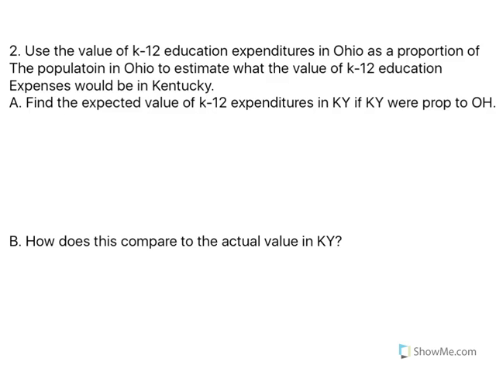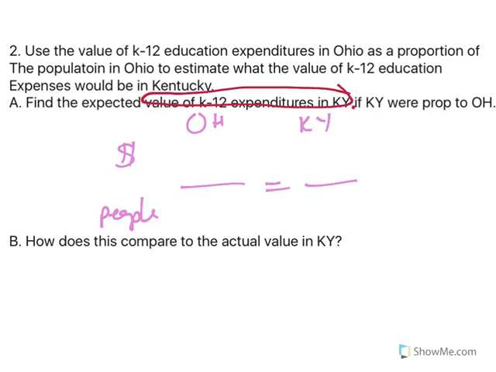Let's compare Ohio and Kentucky. Okay, so Ohio, Kentucky. Again, we're going to put money on top. We're going to put people on the bottom. But where does the X go? Let's start with that. Find the expected value in Kentucky, expected value in Kentucky, that goes here, if Kentucky were proportional to Ohio. So, how many people are in Kentucky? Well, if you go back, there are 4.4 million people in Kentucky. There are 11.6 million people in Ohio, right?